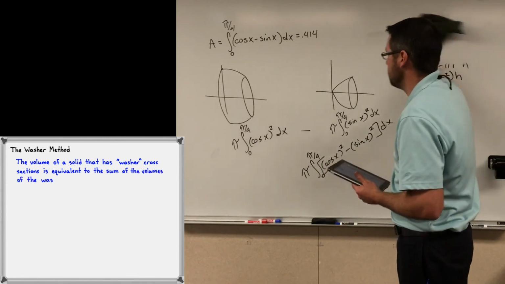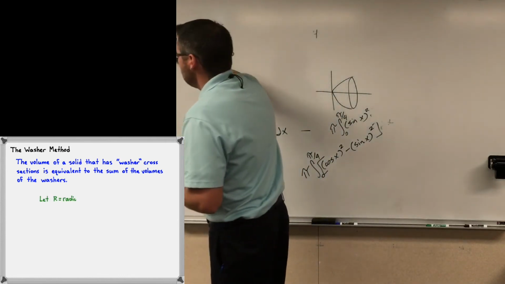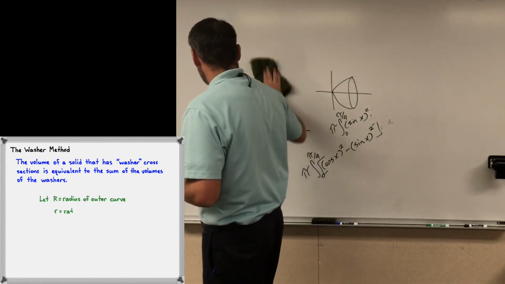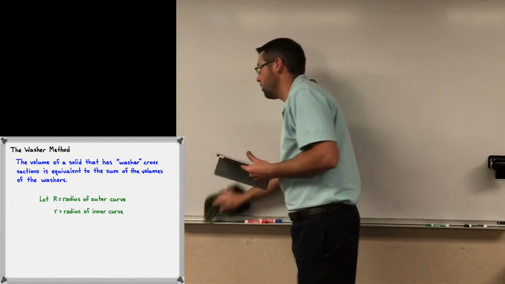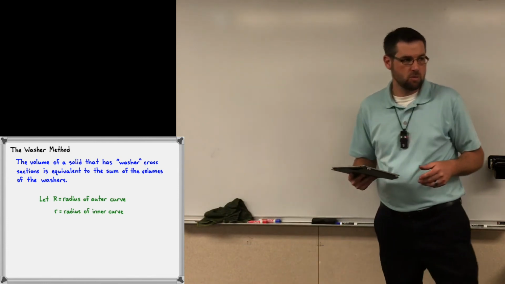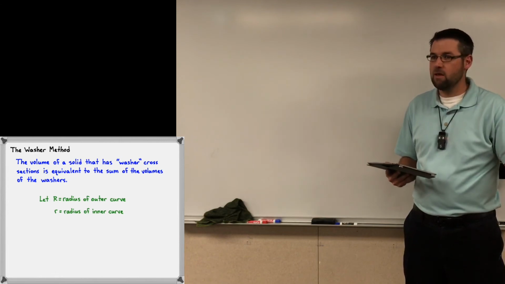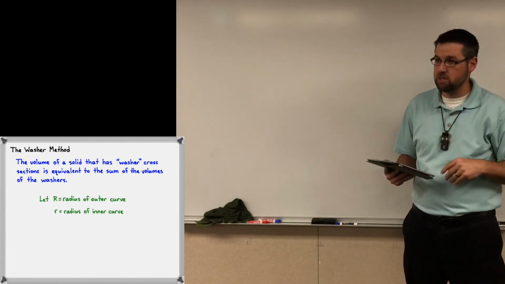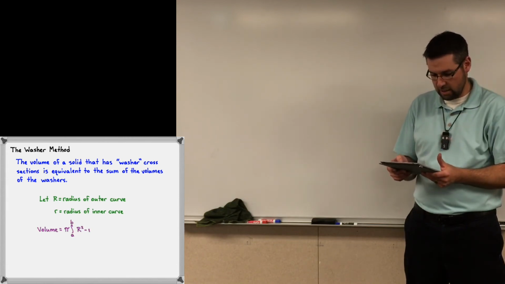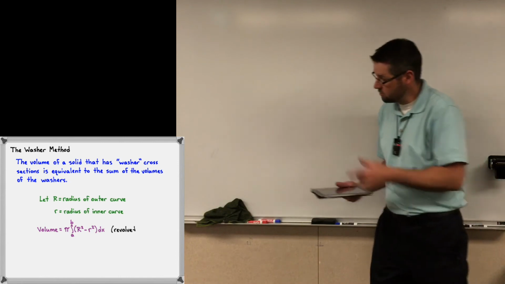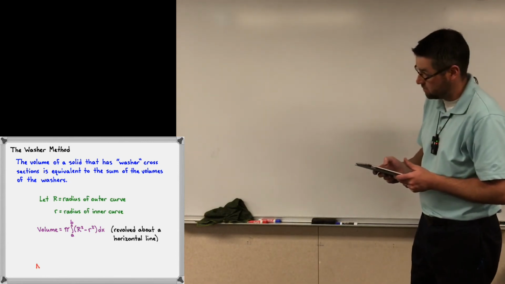Okay, so in general, if big R represents the big radius and little r represents the little radius, what's the general form for the volume? Pi times the integral from a to b, wherever the intersection is, of big R squared minus little r squared, and then dx or dy, depending on what you're talking about, right? So this is revolved about the x-axis, or horizontal line, I should say.